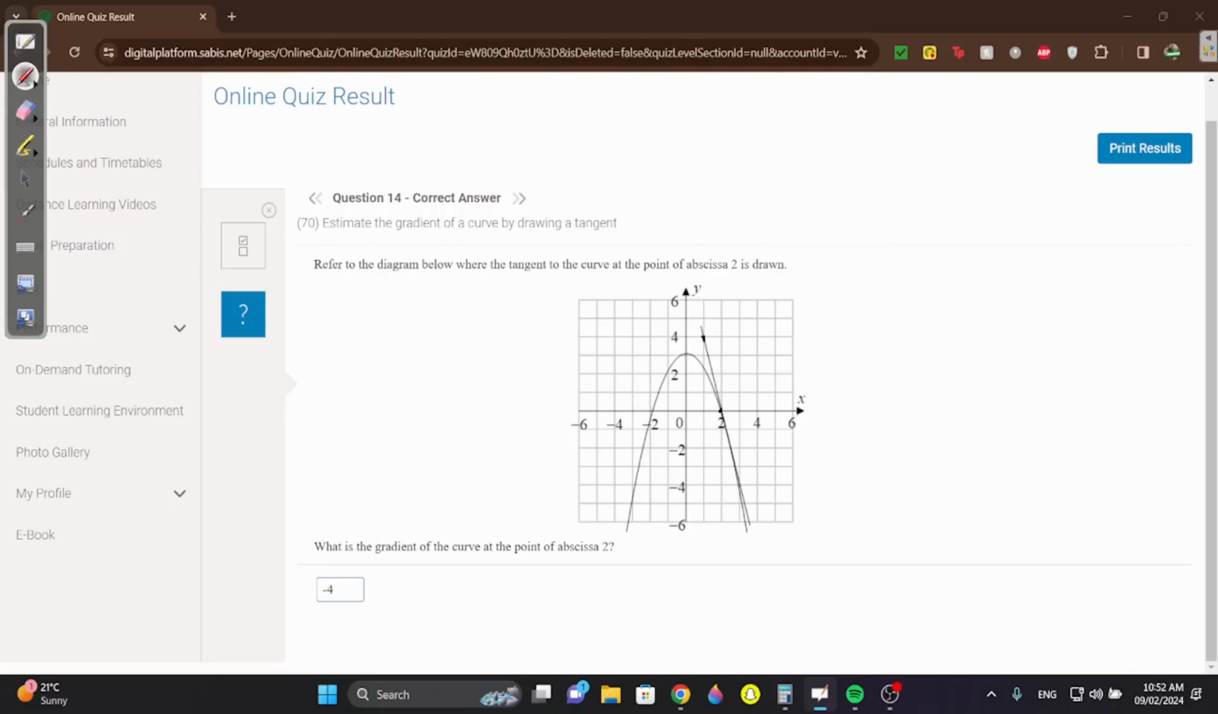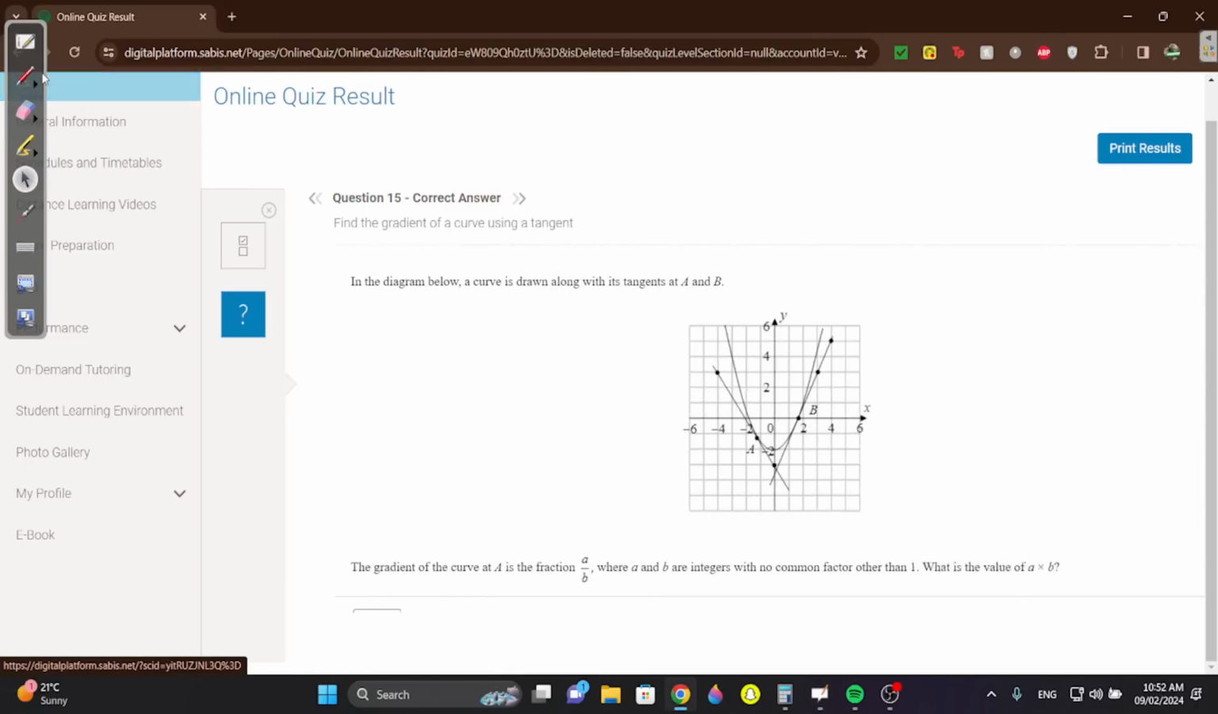There's obviously a point over here at 1 comma 4, and there's obviously a point over here at 3 comma -4. How do we find the slope? y2 minus y1 over x2 minus x1. So take 4 minus -4 over 1 minus 3. 4 minus -4 is +8. 1 minus 3 is -2, so 8 over -2, which is -4. That's the gradient.